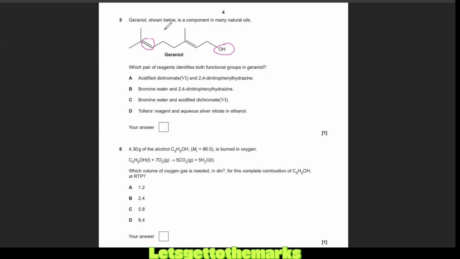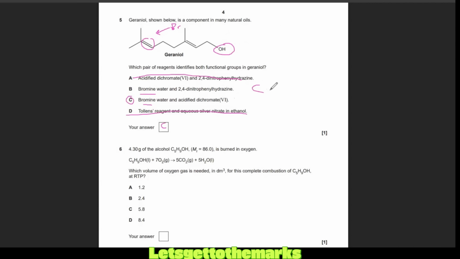So what can you use to identify an alkene? You should know that. It's going to be bromine. We're going to identify the alkene by adding bromine across it. It's going to go orange to colorless, decolorize. We're left with either bromine and 2,4-dinitrophenylhydrazine or bromine and acidified dichromate. If you add acidified dichromate, it's going to go orange to green, and that's a primary alcohol. It's going to form an aldehyde, and if you reflux it, you'll form a carboxylic acid. So we are going to go with C as our answer here.